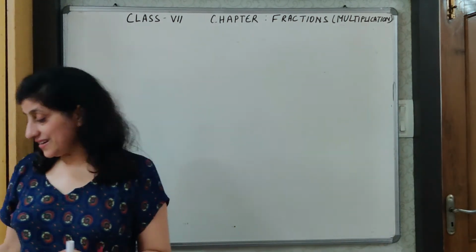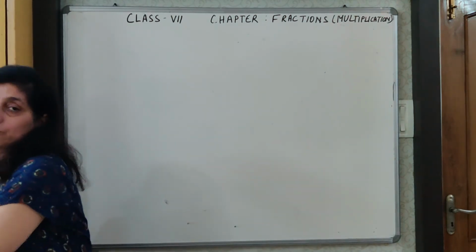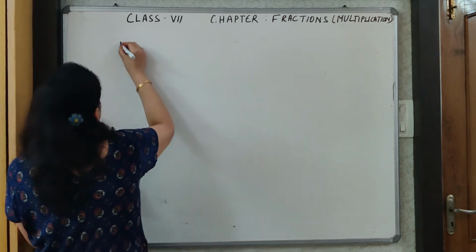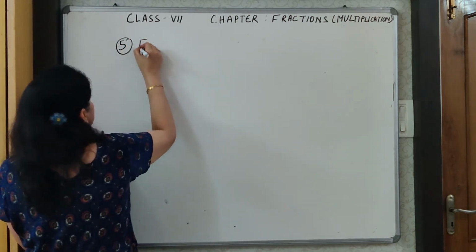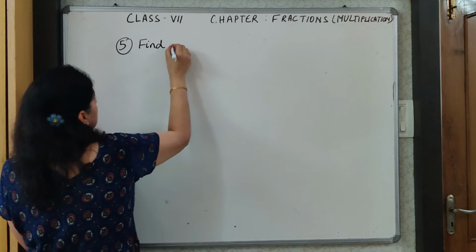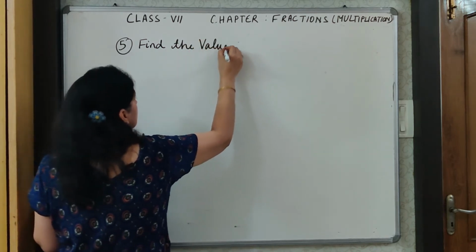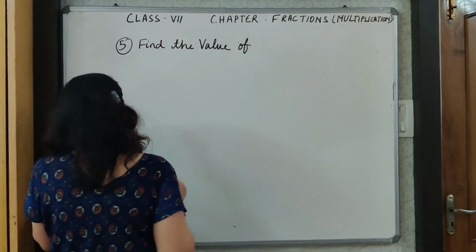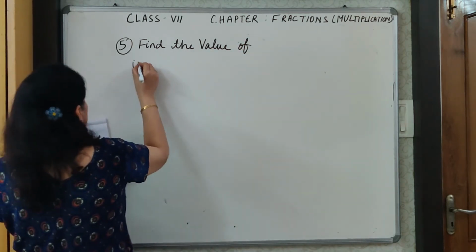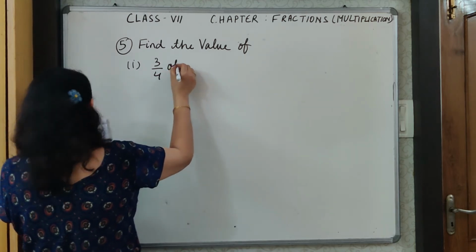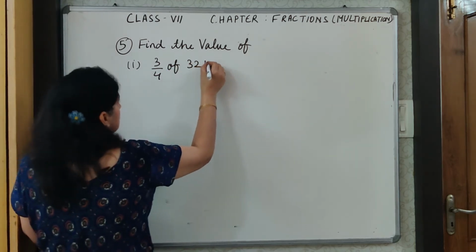Okay, so I'm back with another type of question here. The next question says, find the value of. The first one is 3 upon 4 of 32 kg.